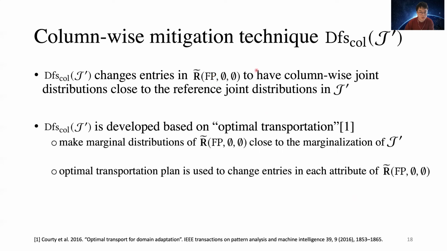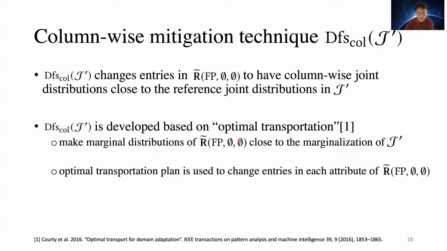Let me first talk about the column-wise mitigation technique. We develop this mitigation based on the idea of optimal transportation, which is a tool to move the mass of a probability distribution function to make it look like another PDF. In our study scenario, the PDF being changed is the marginal distribution of a vanilla fingerprinting database.